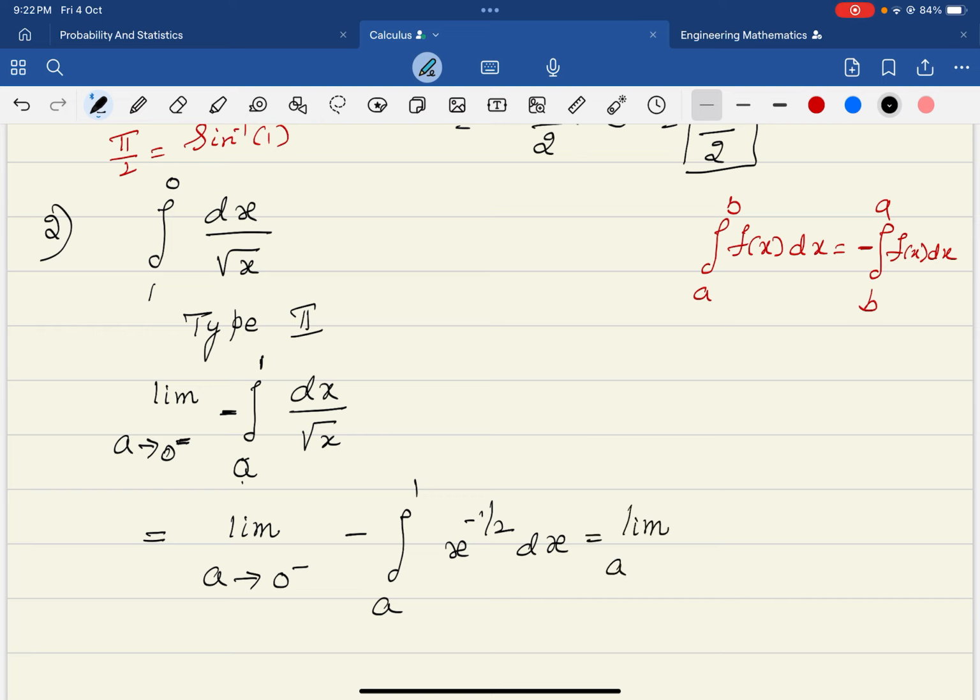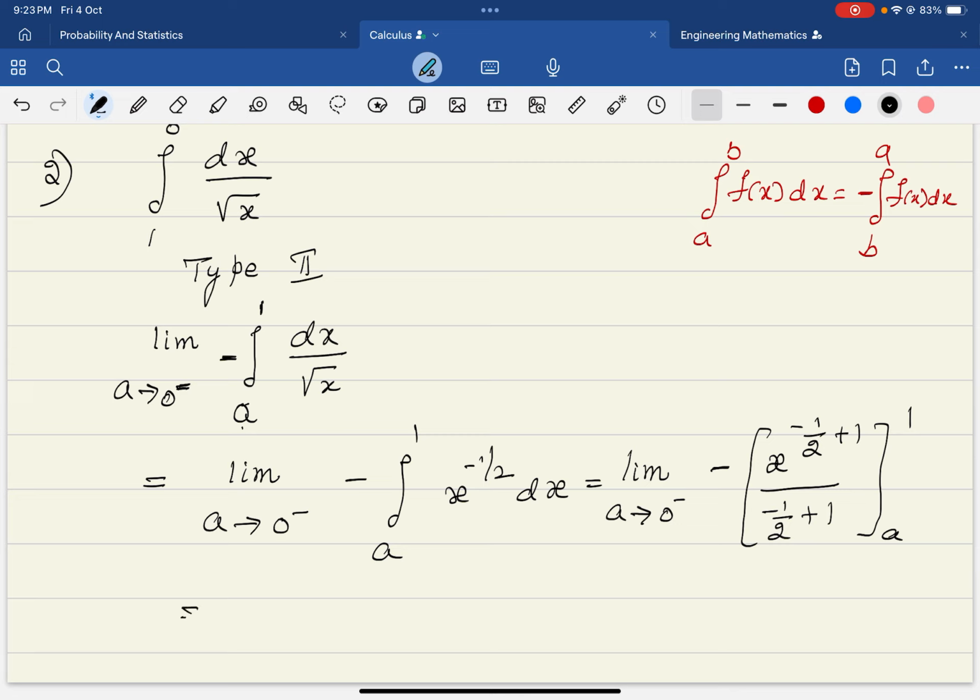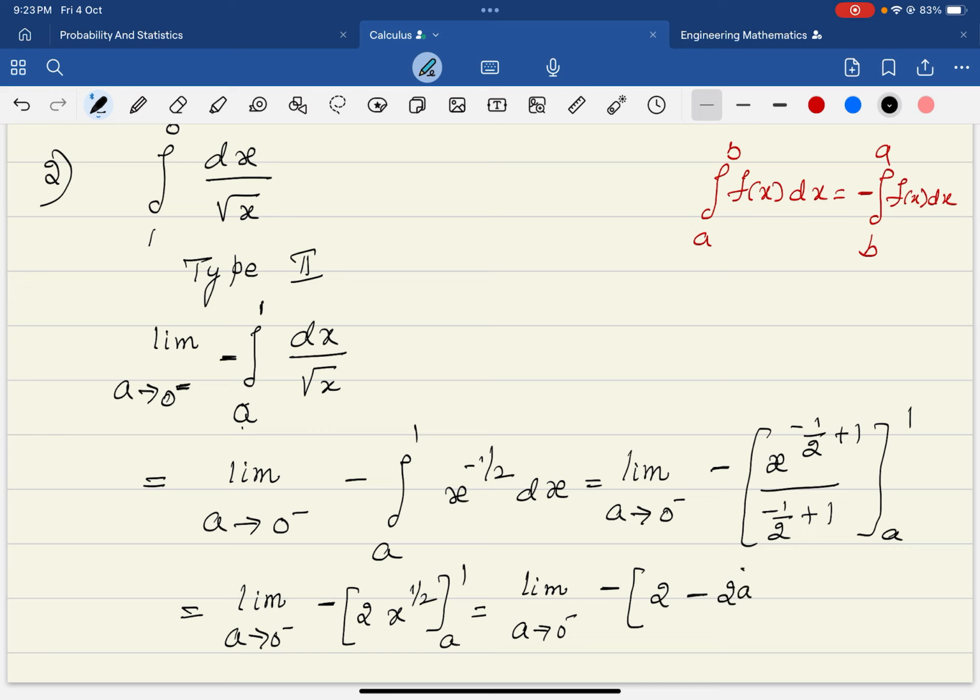It is limit a tends to 0 minus. What is the integral of x power minus half? It is x power minus half plus 1 over minus half plus 1. Now put the limits from a to 1. So what does it give you? Limit a tends to 0 minus, negative of, x power 1 minus half becomes, flipping the fraction, 2 x power half within the limits a to 1. Now the value is limit a tends to 0 minus, minus. When you apply the upper limit, it becomes 2, and when you apply the lower limit, it becomes 2 root a.